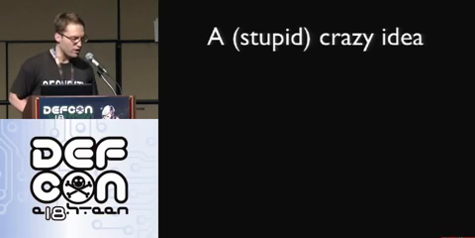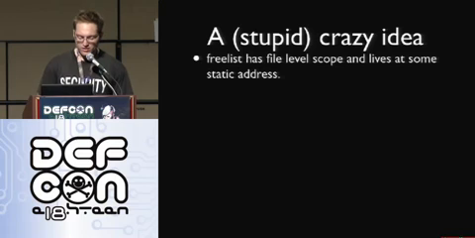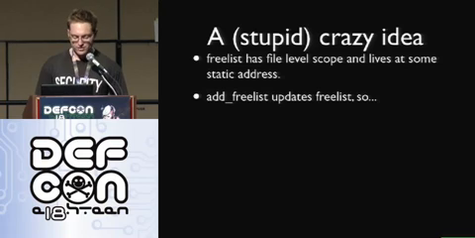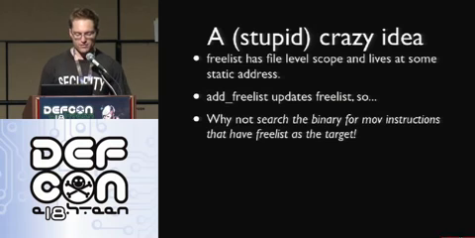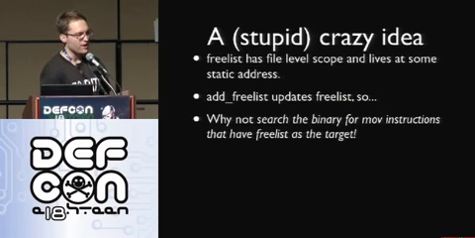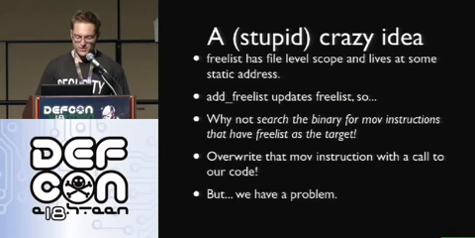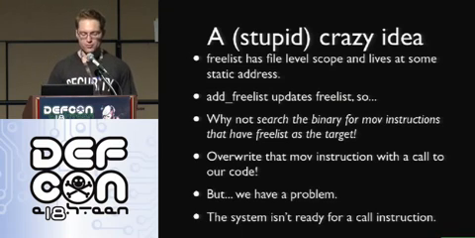So what about a crazy stupid idea? Since free list has file level scope, it lives at some static address, right? Add free list updates the free list by just inserting something at the head of the free list. Why not just search the binary for all move instructions that target free list and just overwrite all of those? And it turns out that might actually work, but there are a few problems.